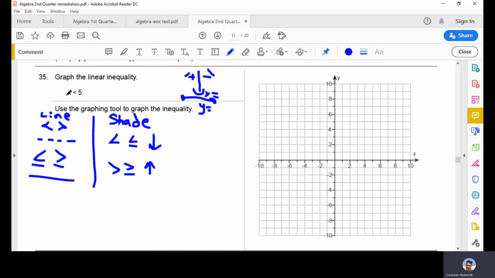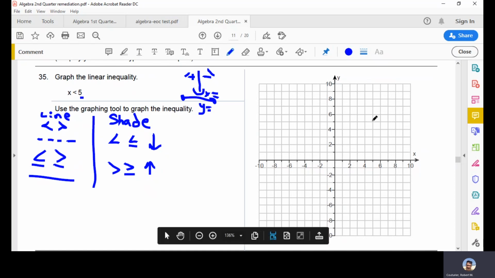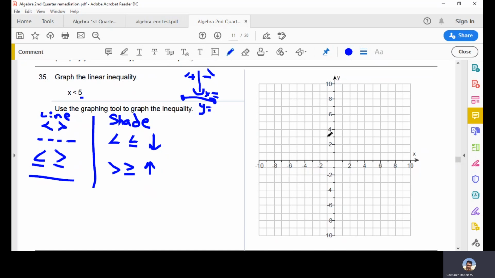What did they give us? They gave us a special line. Okay, so we know that it's a vertical line that crosses the x-axis. Where? What number? At 5. So right away we know that we're going to have a line that's here. Well, what kind of line is it? Is it a solid or a dotted line? So we look at the symbol. It's a less than symbol. Okay, so less than is the dotted line. So at 5, we have this dotted line at 5.